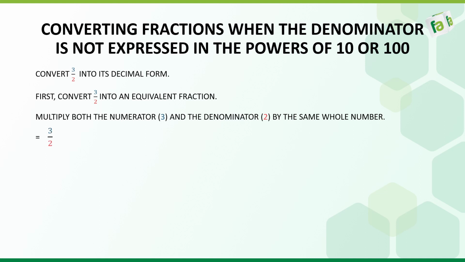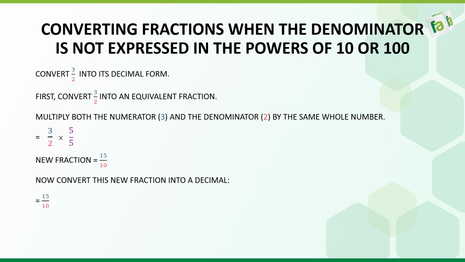So, 3 by 2 times 5 by 5. Multiplying 3 by 2 by 5 by 5 gives 15 by 10. Now, it looks somewhat familiar as the denominator is a 10. Now, we can use this fraction and convert it into decimal form using the previous rule. So, 15 by 10 gives the final answer, that is 1.5.